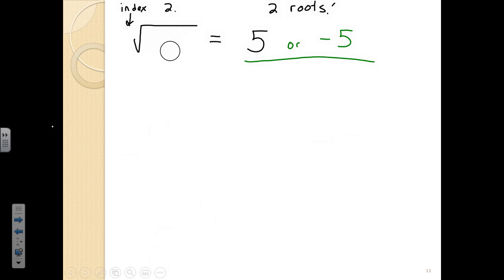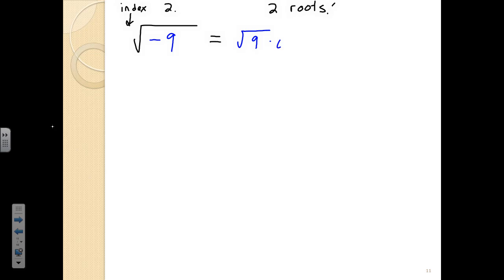Now let's tweak that a little bit. If I ask you, what is the square root of -9? Now that's definitely imaginary, right? Most of you would correctly say, oh, the square root of -9, that is the square root of 9 times i, or in other words, 3i. That's true, but remember, there are two roots.